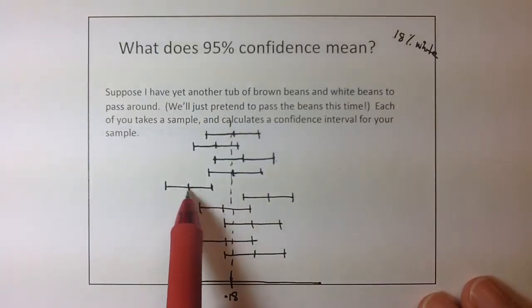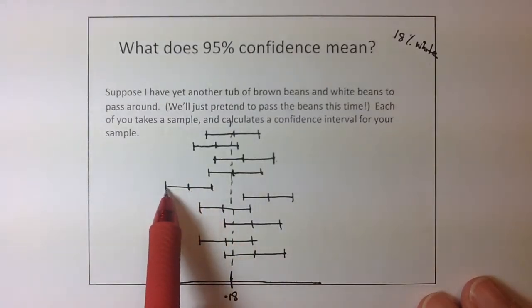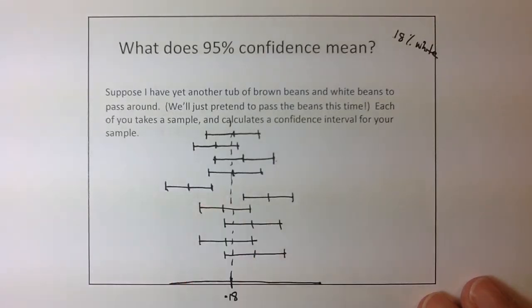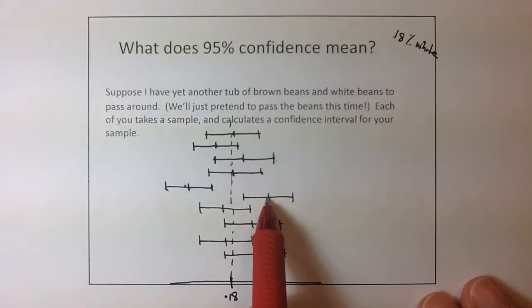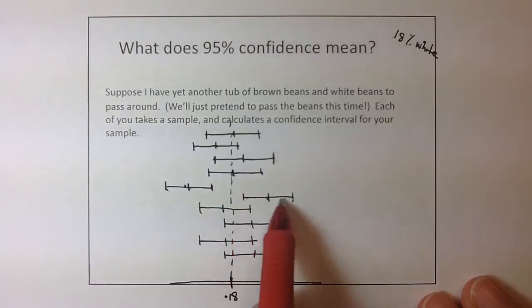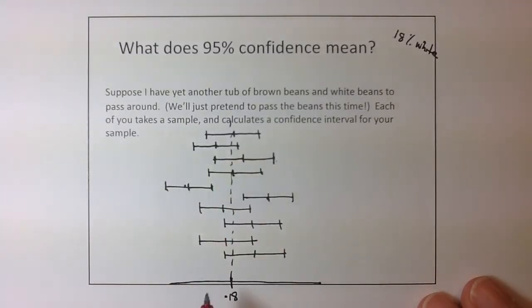So this one might have been 10% white, and it went from 7% to 13%, so it didn't quite capture the 18. So this dude's an oddball, and this one right here was unusually high. And this interval didn't capture that 18%, but everybody else's intervals did.